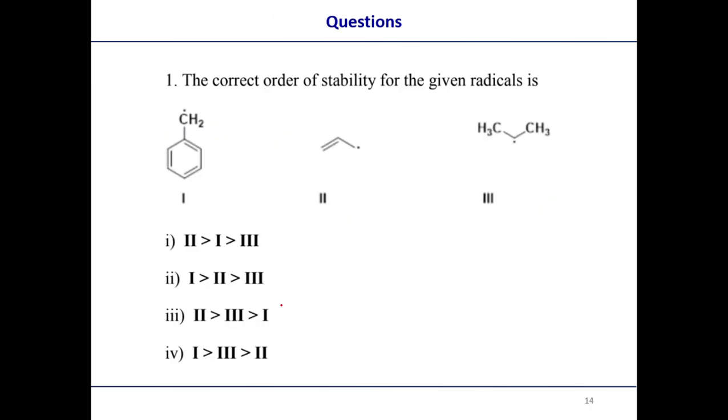Now I have taken some questions from previous years or older assignments, and you have to give me the correct answer. The first question is: the correct order of stability of the given radical is. What is the stability of a radical? Carbocation or carbanion, are all of you aware of it or not?